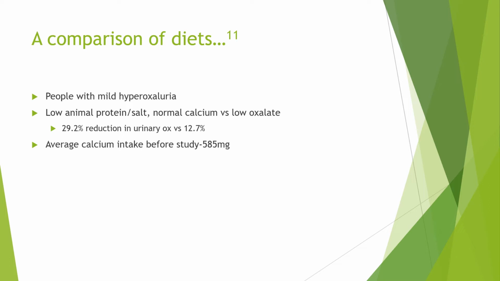But it's important to point out in this study, when we looked at what these people were eating before, keeping in mind that they had mildly elevated urinary oxalate prior to, the people in the low animal protein, low salt, normal calcium diet, their average calcium intake before the study was 585 milligrams. In other words, they were calcium deficient. So we can't really say that this was totally due to a reduction in animal protein intake, which would reduce endogenous oxalate precursors. What it is doing is taking them from effectively a 50% calcium nutritional deficiency, bringing them up to fully replete in dietary calcium, and that certainly is going to play a role.